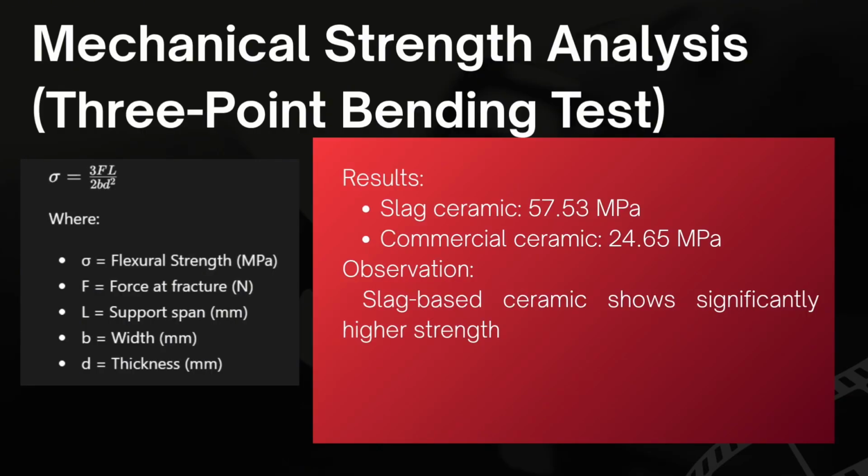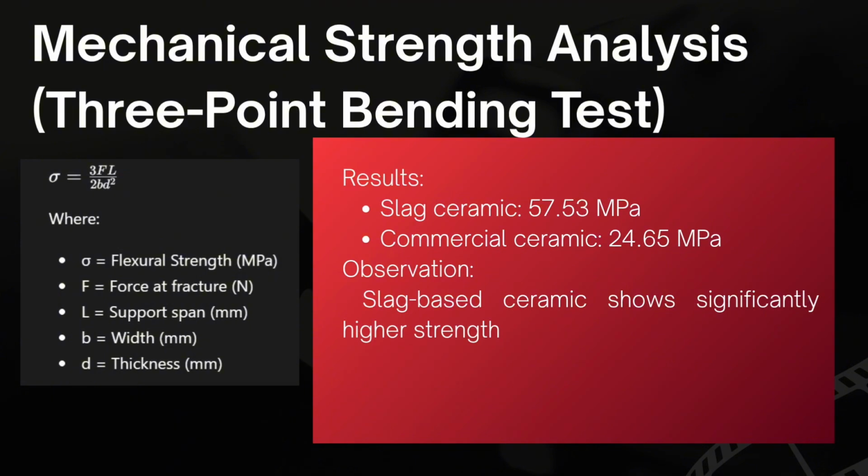Mechanical strength analysis. The mechanical strength analysis was carried out using the 3-point bending test. The slag-based ceramic achieved a flexural strength of 55.53 MPa. In comparison, the commercial ceramic recorded only 24.65 MPa. This result shows that the slag-based ceramic has significantly higher mechanical strength.